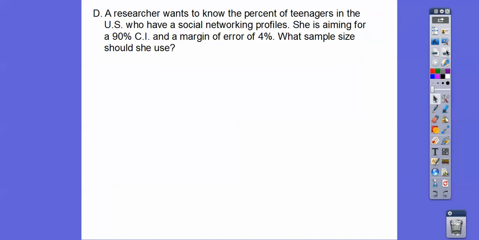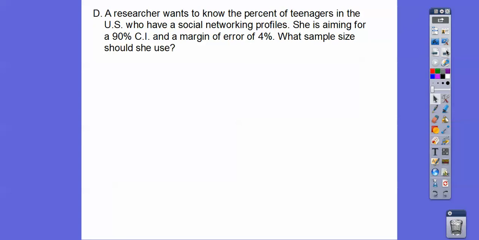Okay, so here we go. This researcher wants to know the percent of teenagers in the U.S. who have a social networking profile. She is aiming for a 90% confidence interval, so we have to find our z-score for 90%. I think it's 1.645, I think. And the margin of error is 0.044%.